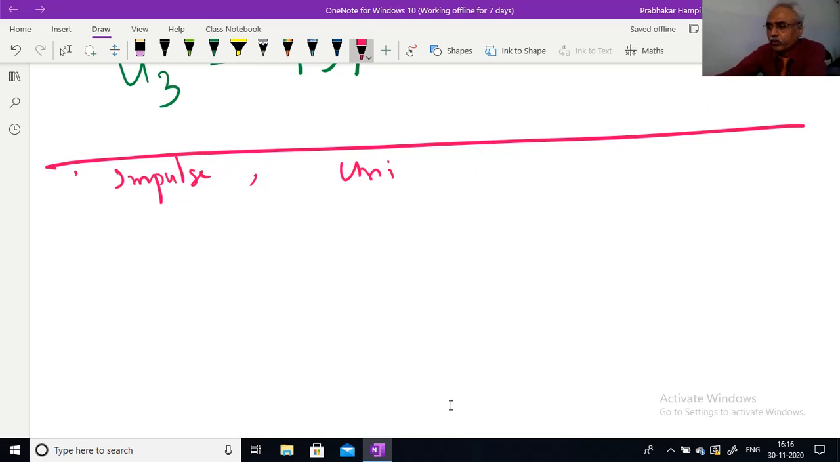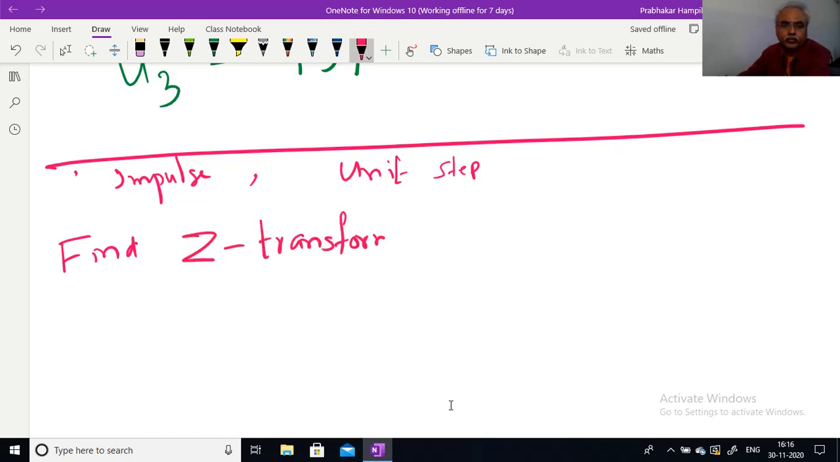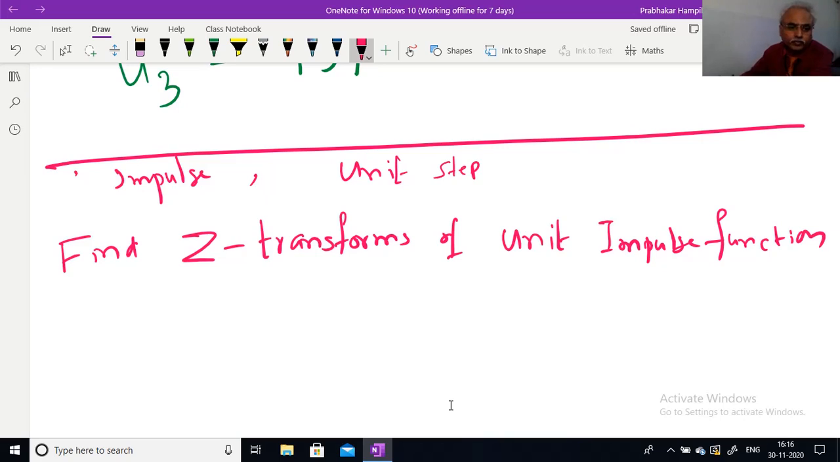Two functions: the Z transform of two functions, the unit impulse function and the unit step function. So, find the Z transform of the unit impulse function. I'll first draw the unit impulse function.